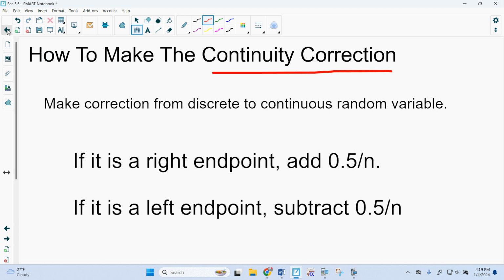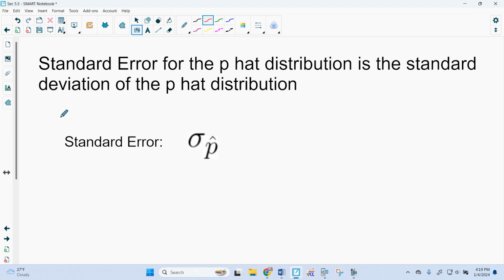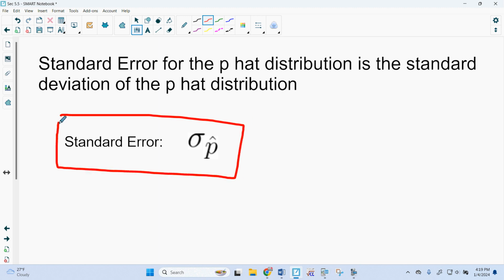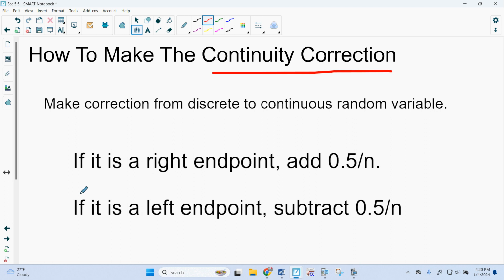And I skipped over it, but let me go back to it. Same thing, standard error is still the standard deviation of this p hat distribution, just like it was our sigma x bar distribution before. All right, so here's how we're going to make our continuity correction. We're going to correct from a discrete to a continuous random variable. What we're going to do is add and subtract 0.5 divided by n.